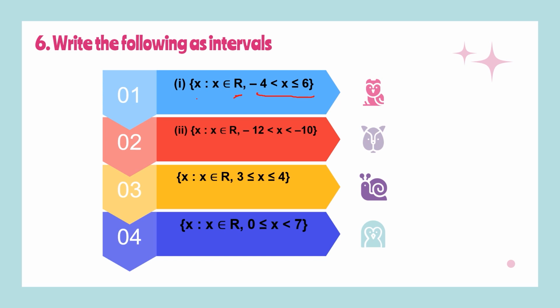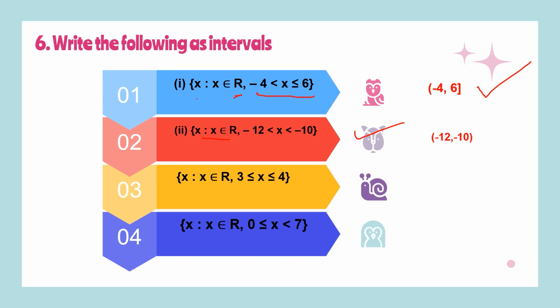It is -4 less than X, so -4 is not included, only the less than symbol is there. So open bracket at -4, and X less than or equal to 6, so closed bracket at 6. This is the interval form for this set. Got it, children? Now your second question. X is a real number and it lies between -12 and -10. Look at the symbols, less than, less than. So what interval form can I write? Open interval, -12 comma -10. Got it?